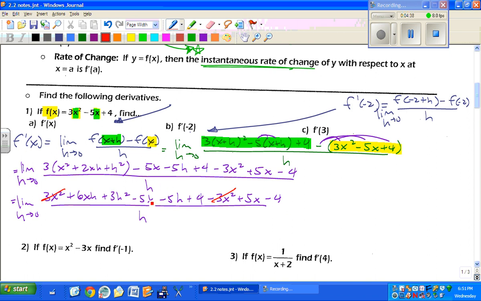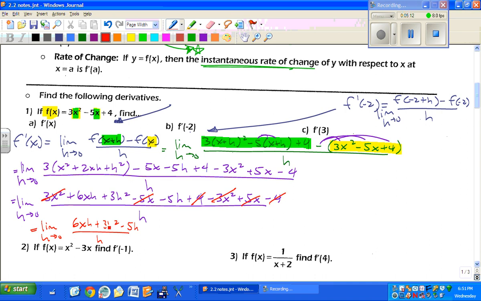Alright, so we've got negative 5x, positive 5x cancel out, positive 4, negative 4 cancel out. And that's kind of what I told you the other day is if things don't cancel out here, you know you made a mistake somewhere. So I knew, okay, those 5x's should have canceled out. I knew to look back at what I did, and I didn't distribute that minus. Now we get something a little bit more manageable. The limit as h approaches 0 of 6xh plus 3h squared minus 5h all over h.